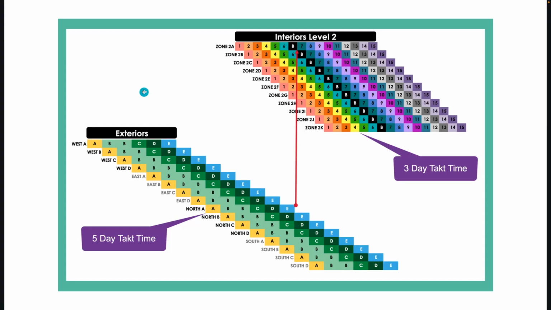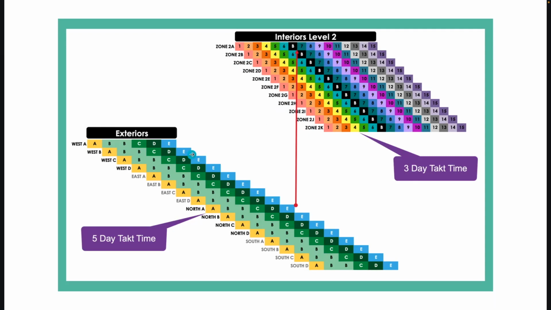And so this introductory picture is really important to me to show the phase and zones, which we've already talked about, on a takt time. You'll see the example that we've been using here, the interiors for level 2. This is on a 3-day takt time. That means every 3 days, the trades will move to a forward zone, and that is the pace at which they are moving. So it's a key indicator of the speed.